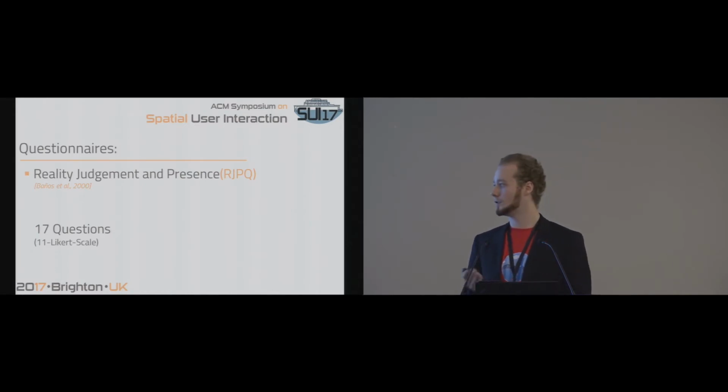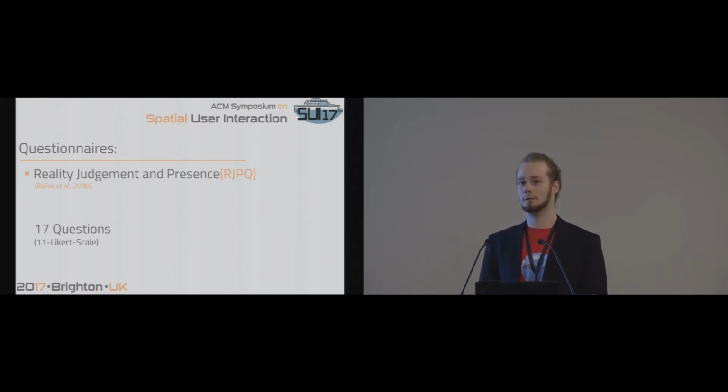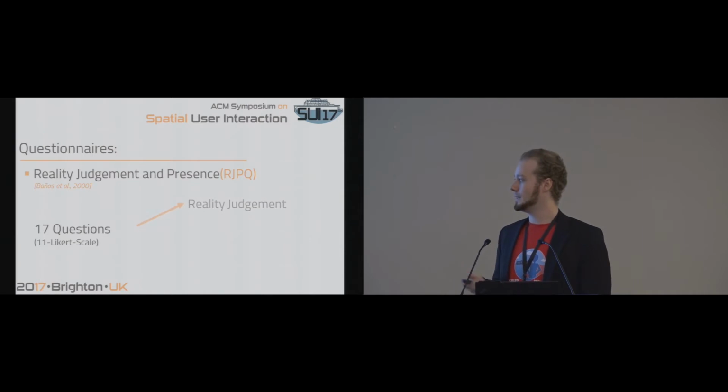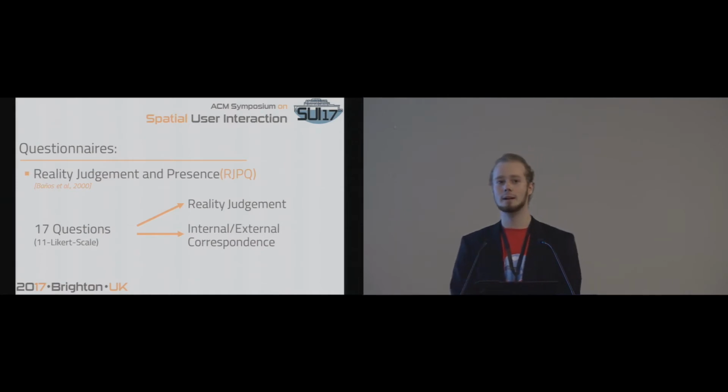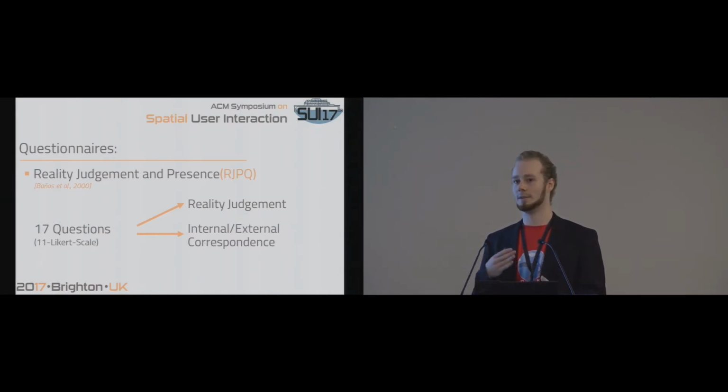Very nice about this questionnaire was that the questions were formed into groups, which formed a score related to some psychological effects. So it was very nice to see those things. The first of these scores was the reality judgment, where the score indicated how realistic the world felt to the user. The second one was the internal and external correspondence, where it was about how logical the world was to the user.